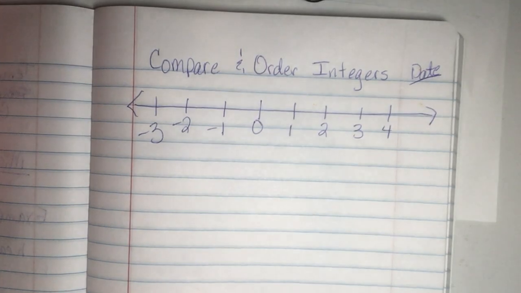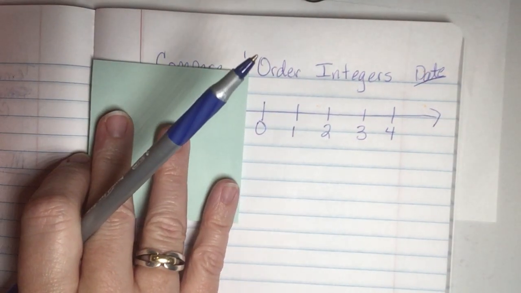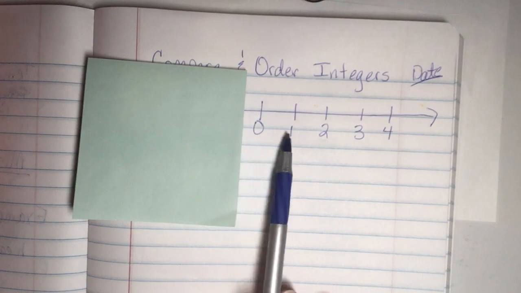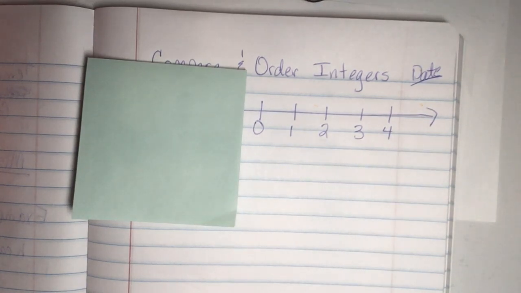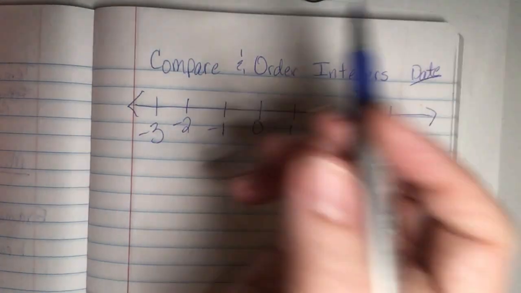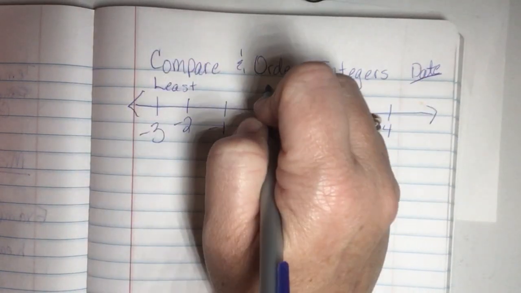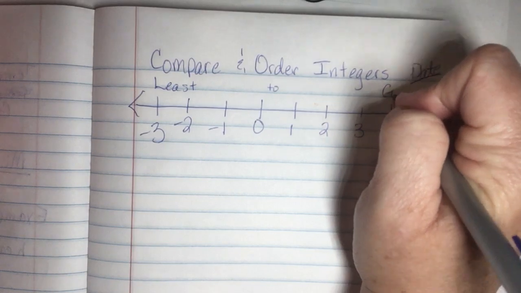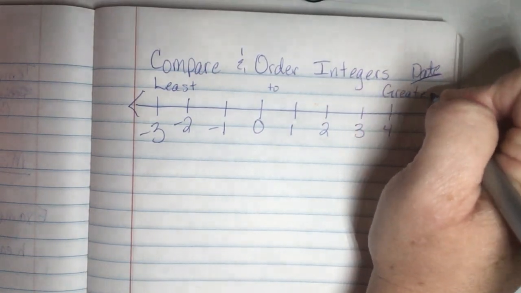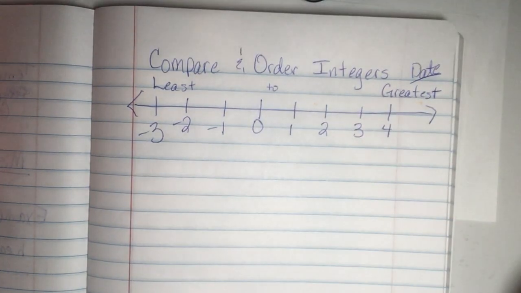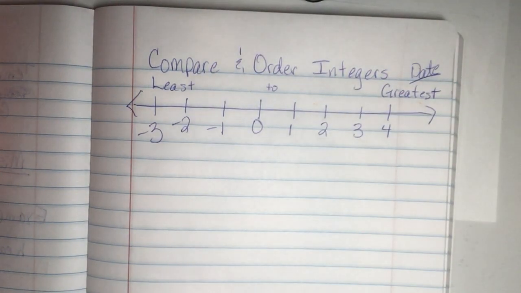What order is a number line in? Well, if you're struggling with that, don't think about the negatives right now, but think about this. What order is 0, 1, 2, 3, 4 in? Yeah, it's in order from least to greatest. Every number line is in order from least to greatest. So whenever you have to put numbers in order, if you think about your number line, that can help you.